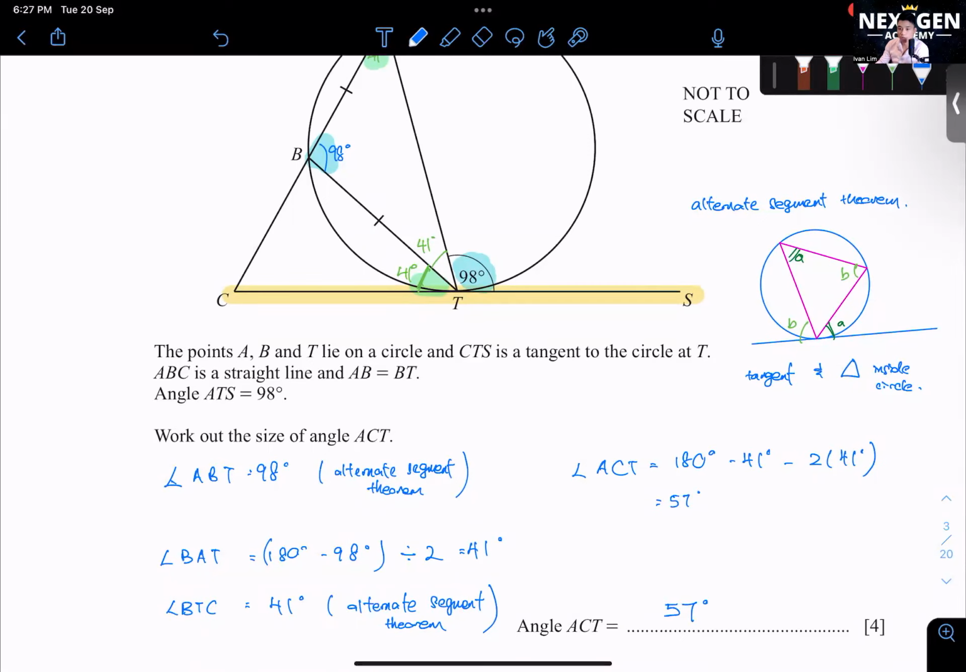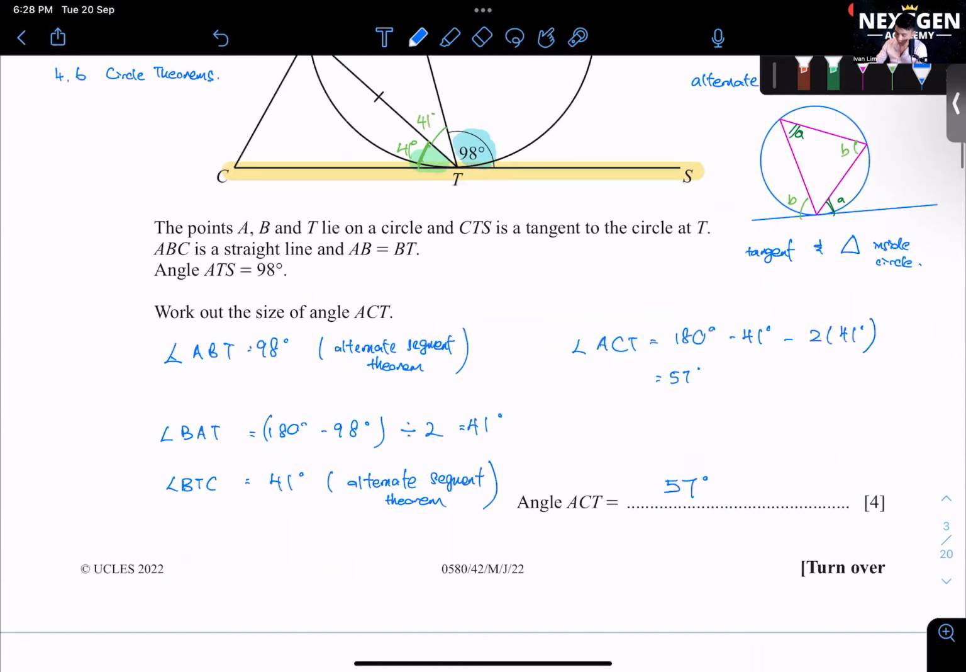This is a 4-mark question. But you see, mainly actually only one theorem that you all need to know, alternate segment theorem. But you need to know every single circle theorem. If you all don't understand this part here, go to 4.6, circle theorems.